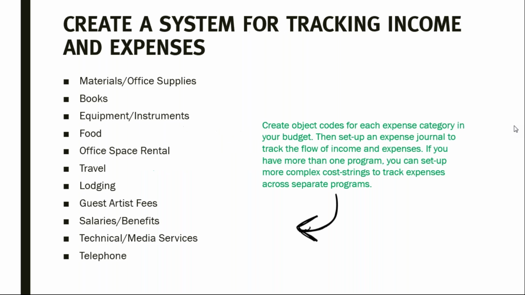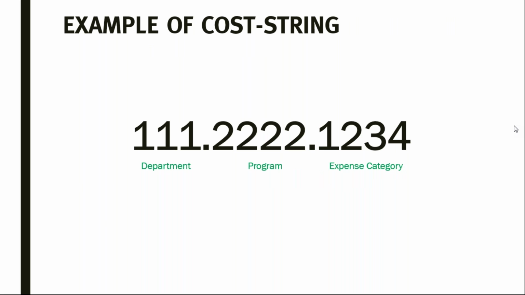So if we go back to this page here, material, office, and supplies would be 1234. Books would be 1235. Food would be 1236. Office space rental would be 1237, right? What would be probably more uniform is the program or the department, right? That would apply to a lot of different types of expenses that come through your door, but the category is what would be the most variable.